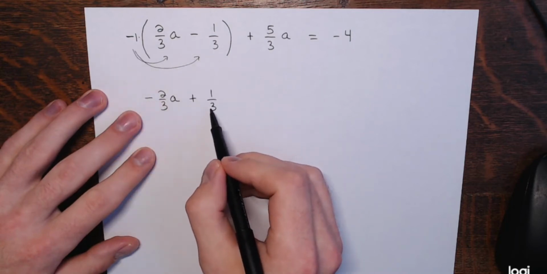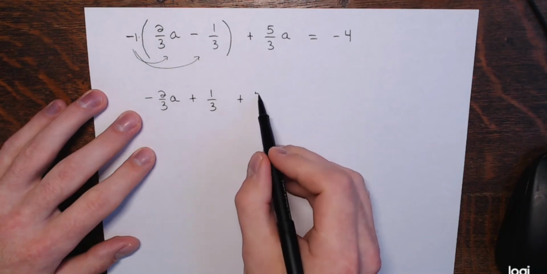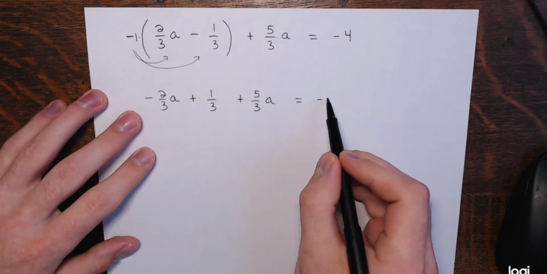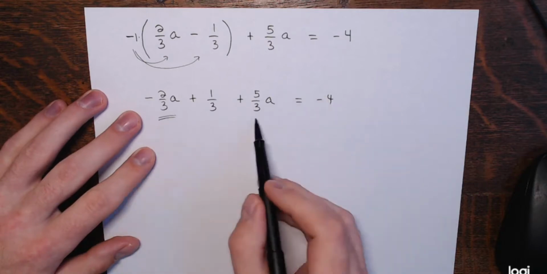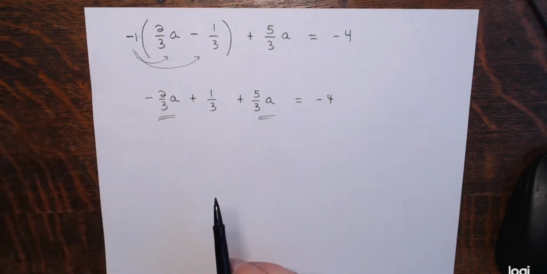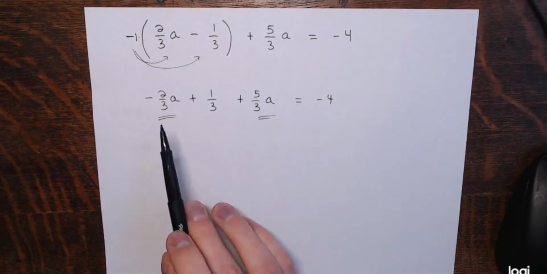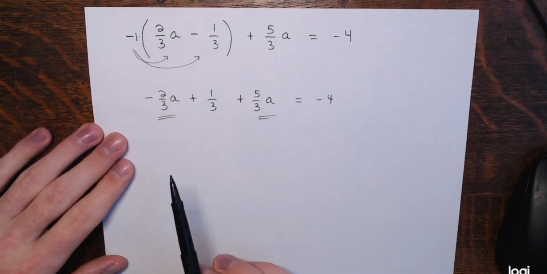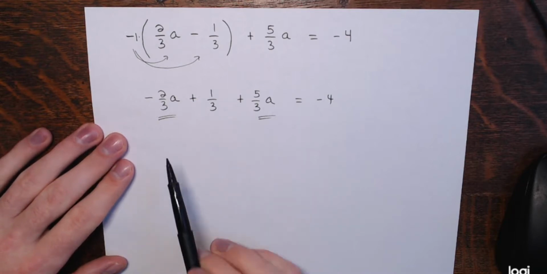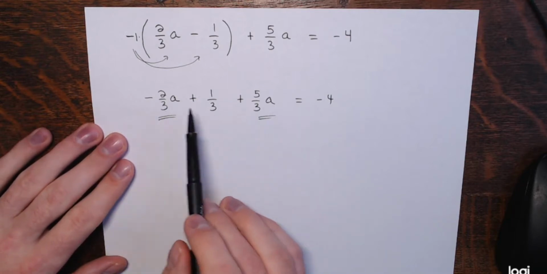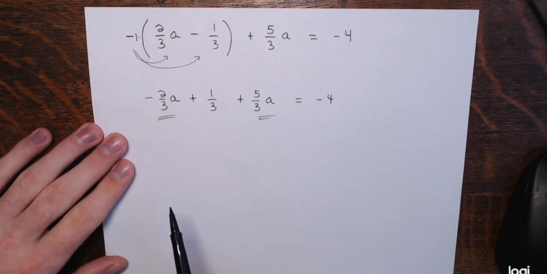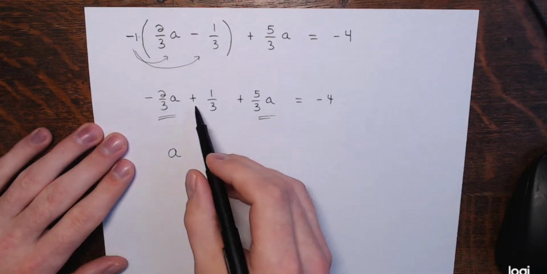And then you have the plus 5/3 A equals negative 4. Now, when you combine the like terms, the terms with A attached, negative 2/3 plus 5/3 would be 3/3, adding with the same denominator. You keep that denominator. Negative 2 plus 5 is 3. This would be 3/3 A, but 3/3 is just 1. So you have 1A, and then the plus 1/3 didn't go away.